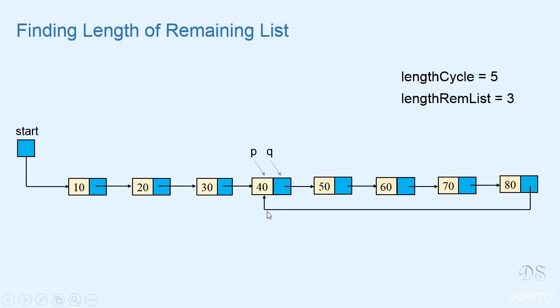They moved 3 times before meeting. So the length of the remaining list is 3. The number of nodes that are not in the cycle is 3. Now we can find out the length of the list by adding these two.